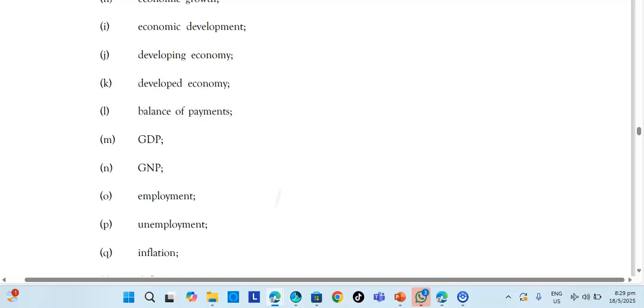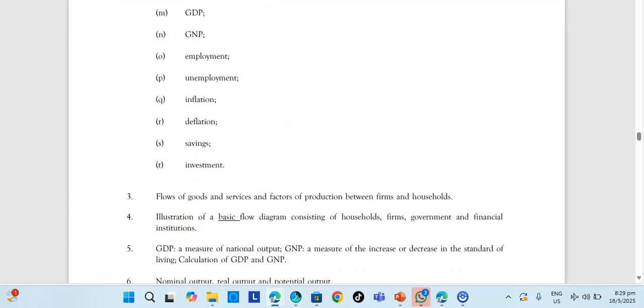Inflation: a rise in prices of goods and services over time, reducing the value of money. Deflation: a fall in prices, often caused by low demand and economic slowdown. Savings: the portion of income not spent but set aside for future use. Investment: using money to start or grow a business by buying assets or to earn returns.